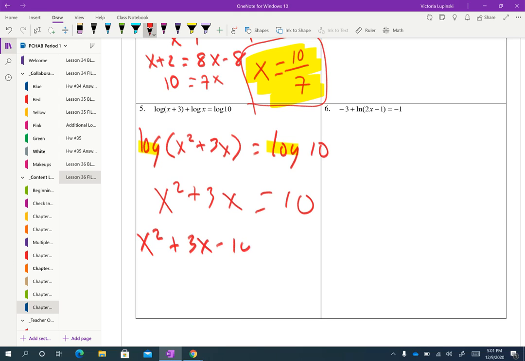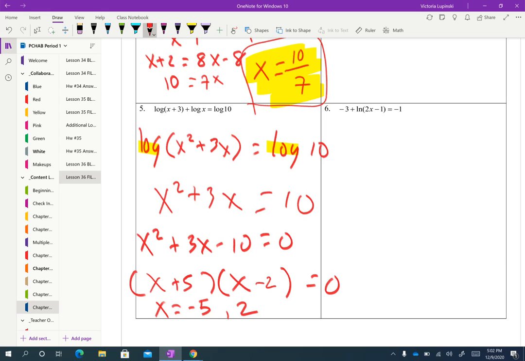Quadratics, we love to be equal to 0. Factors of negative 10 that add up to be positive 3 would, of course, be plus 5 and minus 2. That potentially means that negative 5 and 2 could be solutions. If you go back, remember always to the original. Looks like the 2 checks out fine, where the negative 5 does not. So 2 would be your only solution.